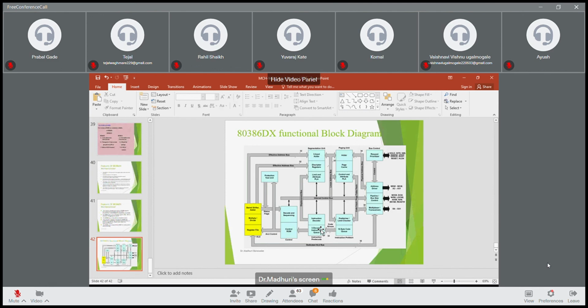Instruction pre-decode, that is after decoding where the instruction will be stored. Now next, this is the memory management unit.